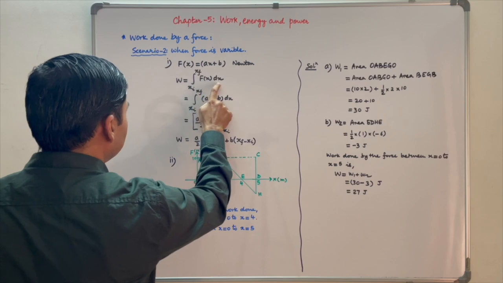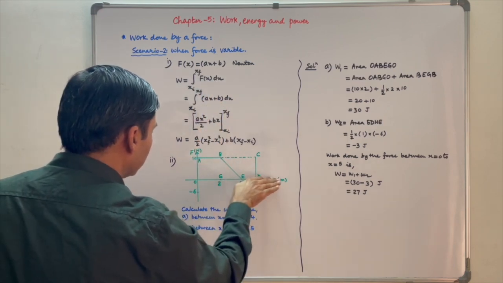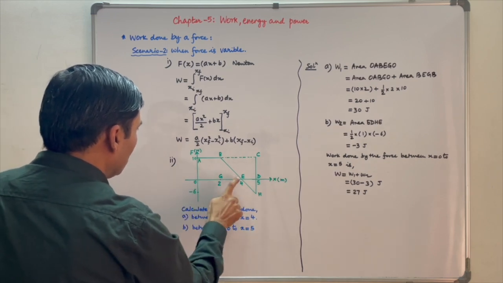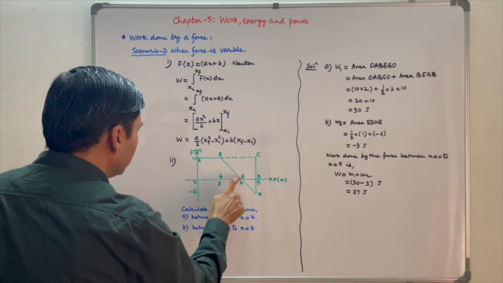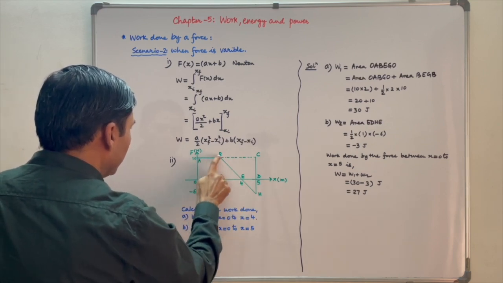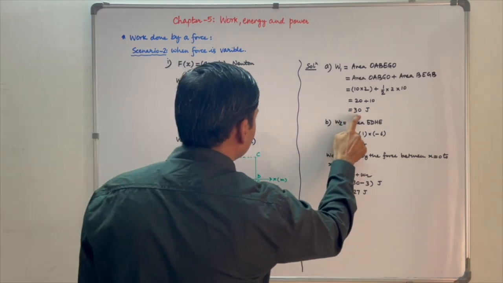Integration of Fx dx is area enclosed between the curve and the x-axis. So work done between x is equal to 0 to x is equal to 4 will be area of this trapezium. We can divide this trapezium into one rectangle and one triangle. So work done in this case will be 30 joule.